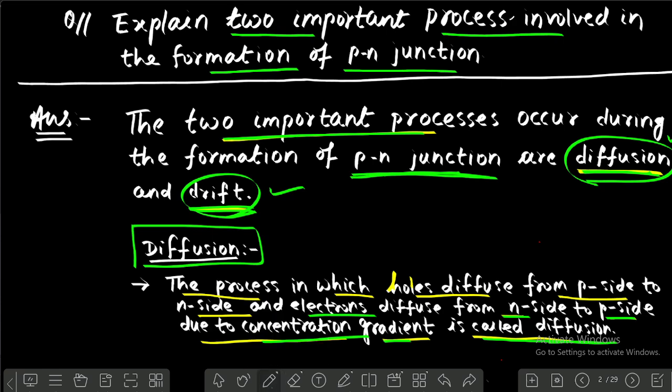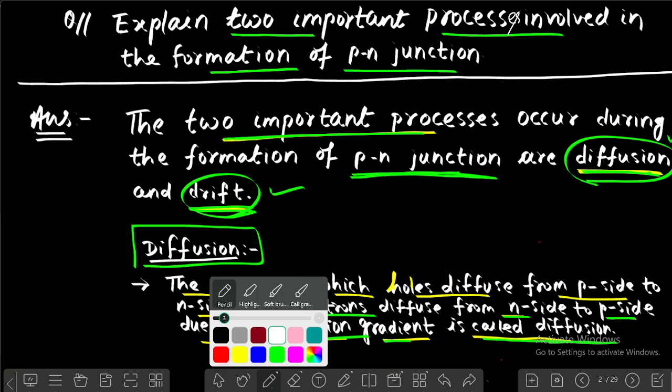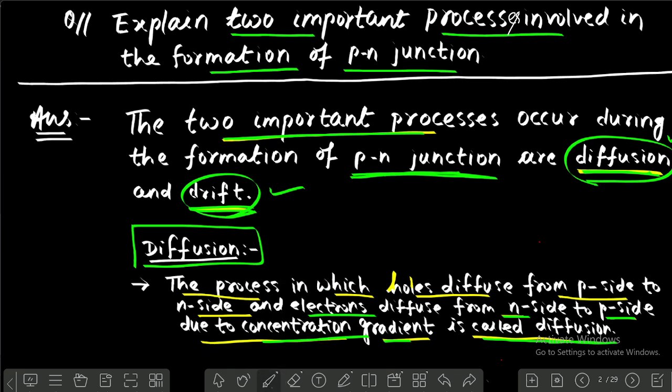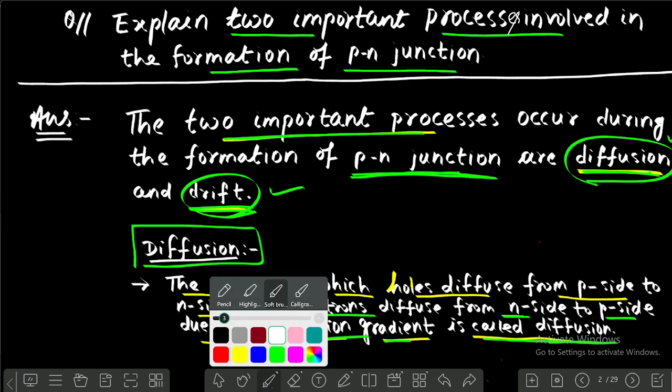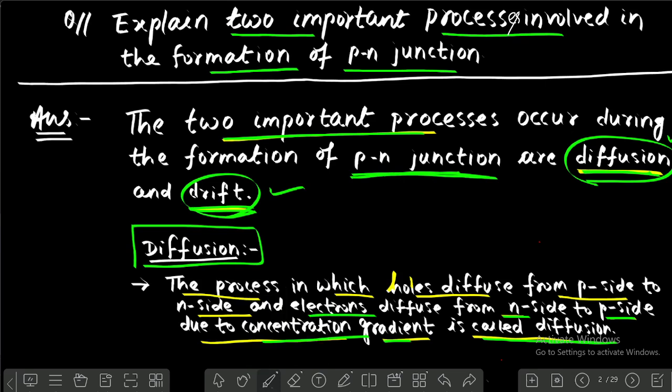Listen carefully here. One question is asking, explain two important processes involved in the formation of PN junction. So what are the two important processes? These important processes are diffusion and drift. Diffusion and drift. These are two important processes involved in formation of PN junction. Clear? Now what is diffusion?